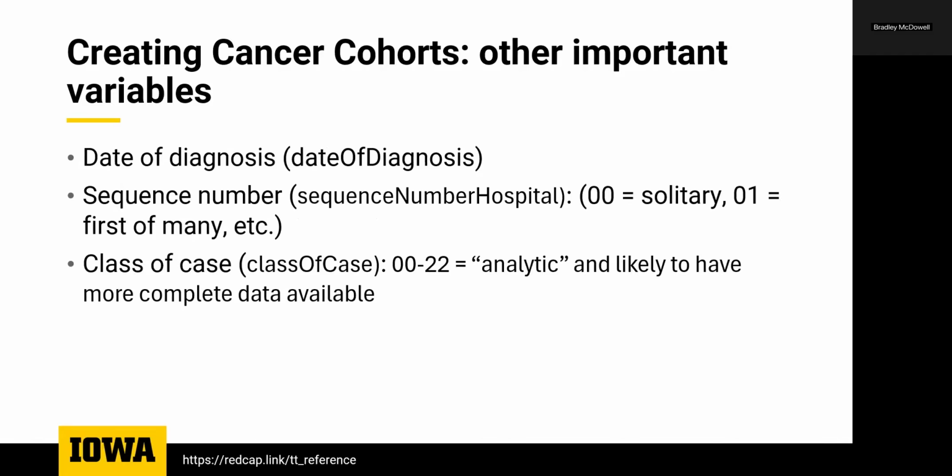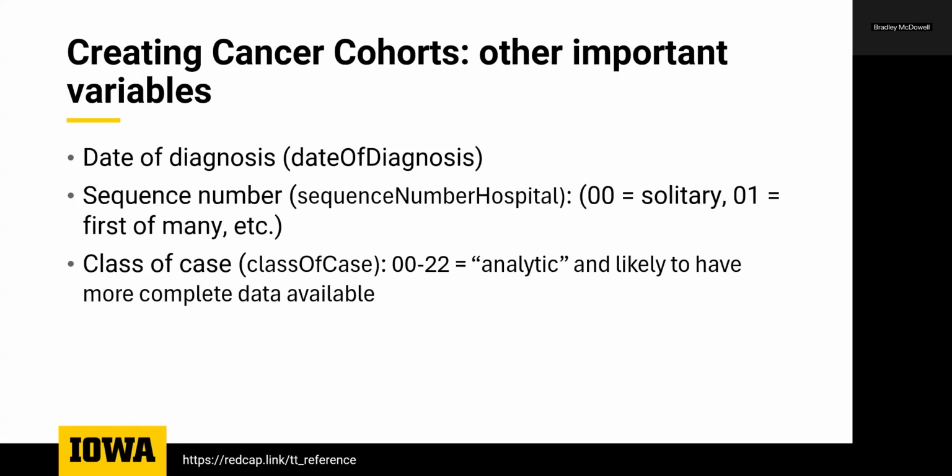Sequence number is another important variable, and there's actually two sequence numbers in the specification: sequence number hospital and sequence number central. I'll say a little bit more about that distinction in a moment. But sequence number hospital is the sequence of primary cancers that occurred for that patient at that hospital. So if somebody shows up and they're diagnosed with, let's say, pancreatic cancer, and that's the only cancer that they were ever diagnosed with at that particular hospital, that pancreatic cancer would be given a sequence number of 00.